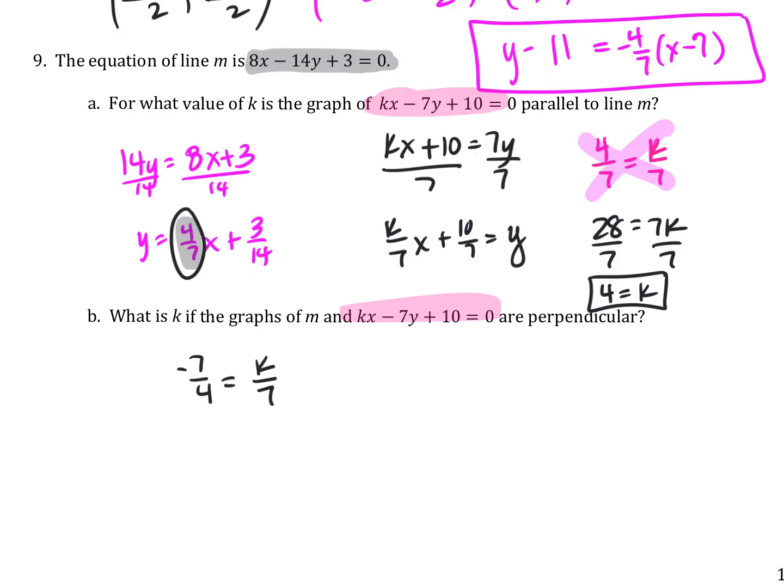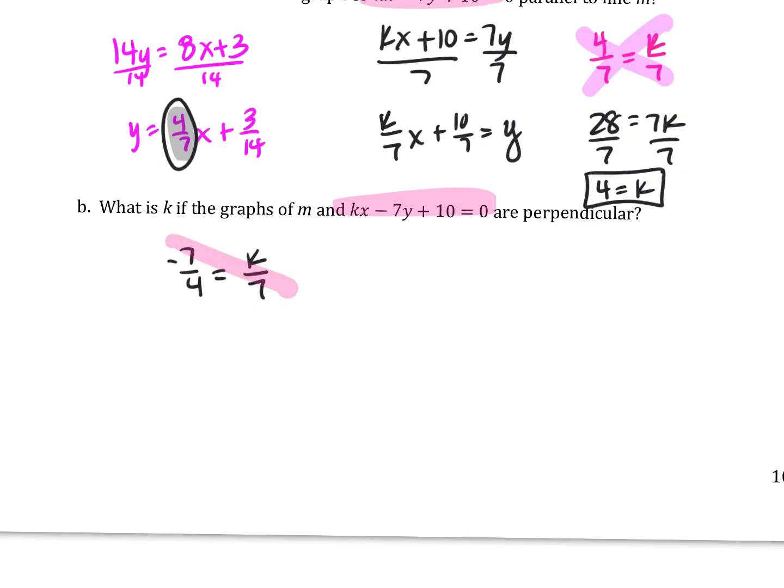Let me say how I did that one more time, because this is where I lose my kids. My original slope was 4/7. They wanted to be perpendicular, so I said -7/4. This slope has to be equal to -7/4 for these two to be perpendicular. Can I cross multiply these now? Yeah. What's -7 times 7? -49. Does the negative go with the top and the bottom?